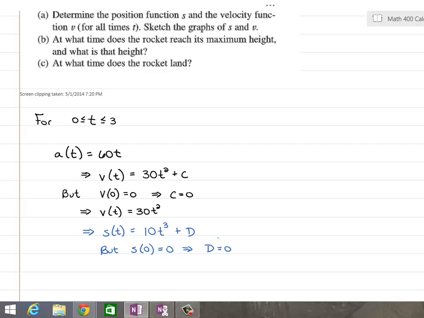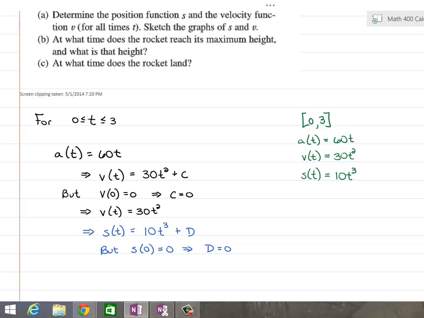So now we have the functions for the first 3 seconds, and I'll draw these in green here. For times 0 to 3, you have your acceleration function, you have your velocity function, 30t squared, and you have your position function. Let's see, that was 10t cubed.